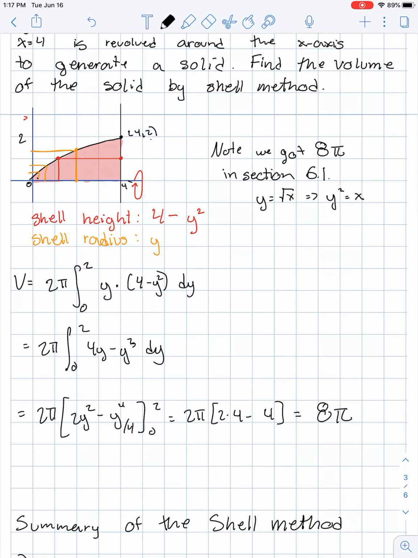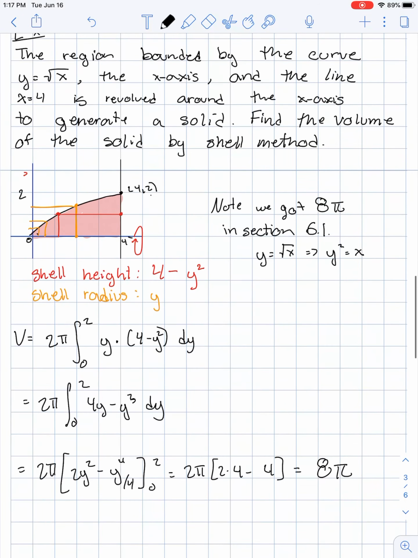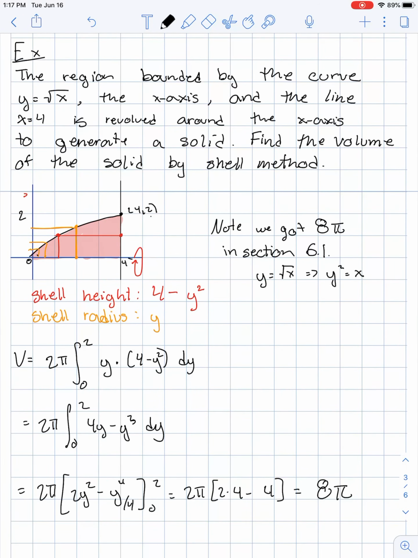In my preference, I would rather use the disk method for this one, but this is just a way of showing it. If you're like, I kind of like cylindrical shells, go for it, totally fine. This is just another way to do it. This example is to show that you can interchange the methods sometimes, but the integrals will look different.